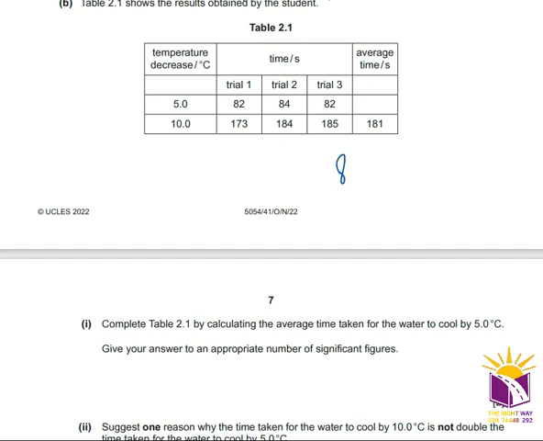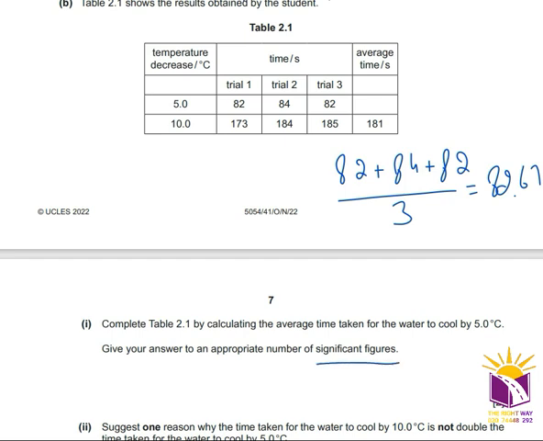To calculate the average, we add 82 plus 84 plus 82, divided by 3. By using a calculator, 82 plus 84 plus 82, whole divided by 3, is equal to 82.67. So we are going to give our result to two significant figures, because all the other quantities are two significant figures. So it will be 83, because 82.67 is greater than 82.5, so it rounds to 83.